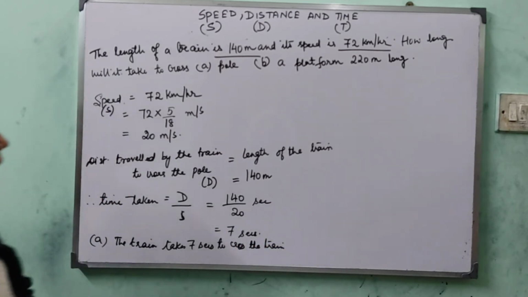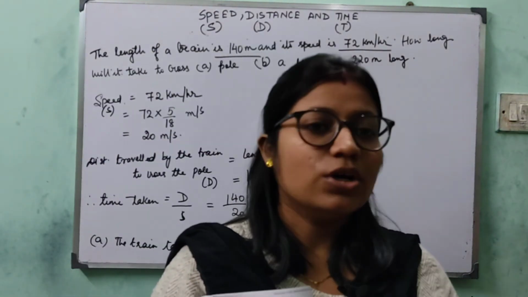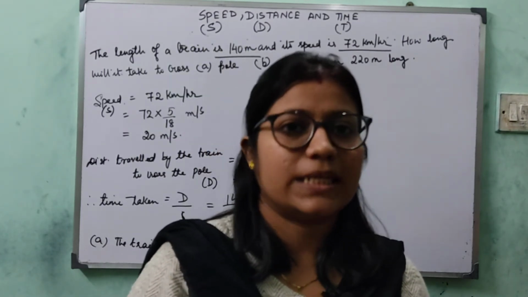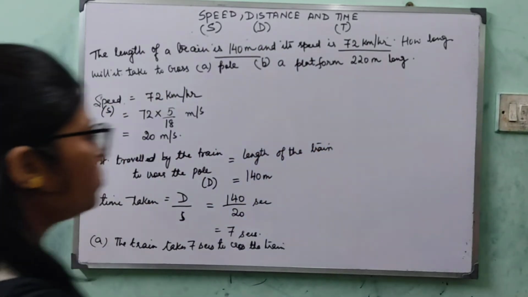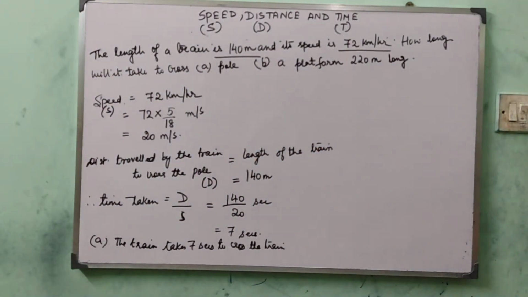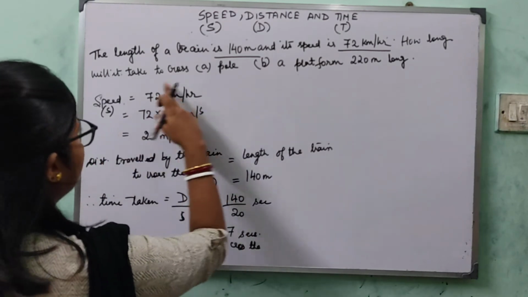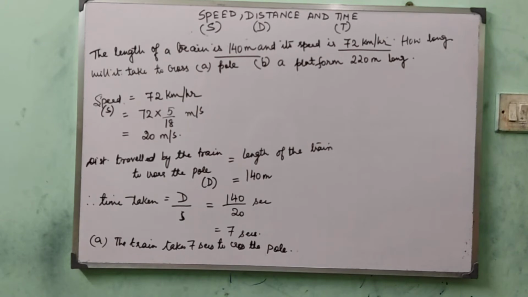I'm repeating once again, those who have no idea about how this multiplication by 5 by 18 takes place, please refer to my previous video. It's very clearly explained in the previous video of this chapter. Now this is the first part, that is the train takes 7 seconds to cross the pole. Okay, this is the first part done.